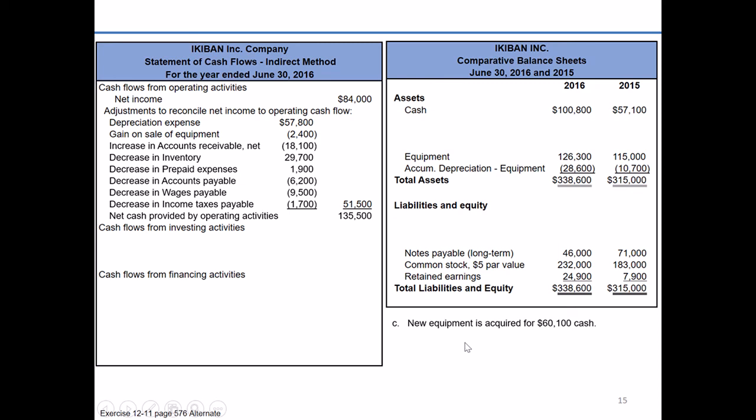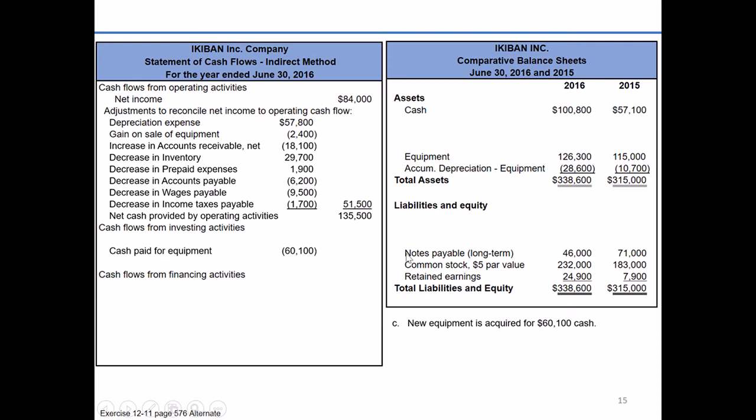It indicates that new equipment is acquired for $60,100. That's going to appear under investing activity. Cash paid for equipment, it's an outflow, so it shows as a negative $60,100 because it's outflow of cash.